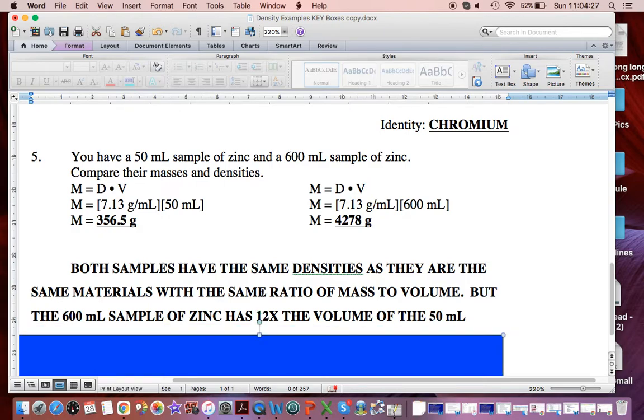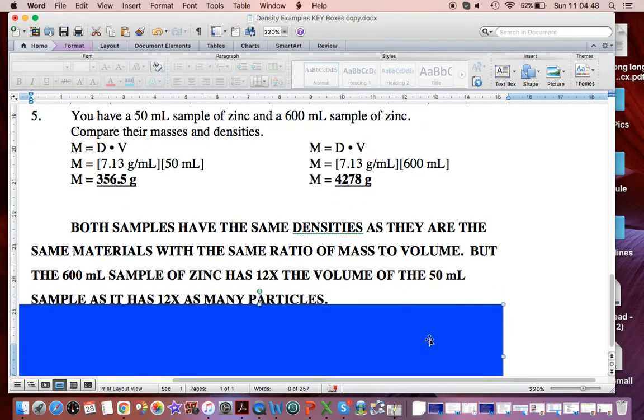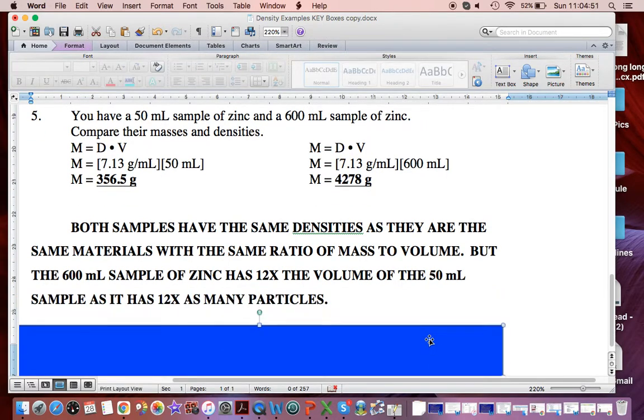So you have to copy that out. So both samples have the same densities as they're the same materials, same ratio of mass to volume. The 600 ml sample is going to be 12 times the volume of the 50 ml sample, and therefore 12 times the mass.